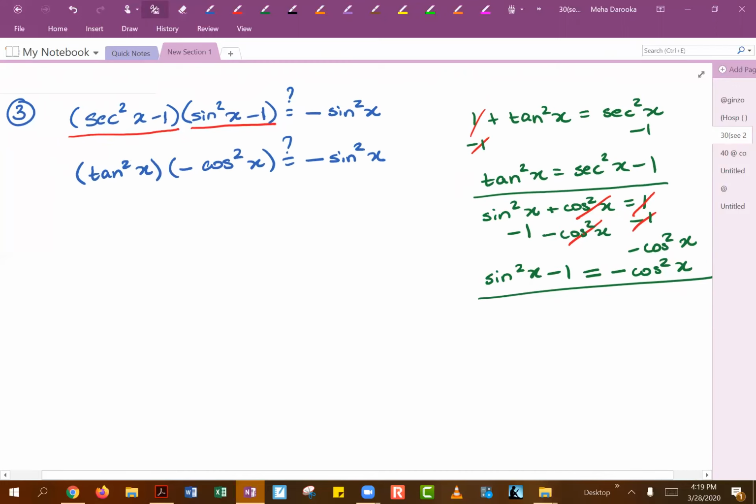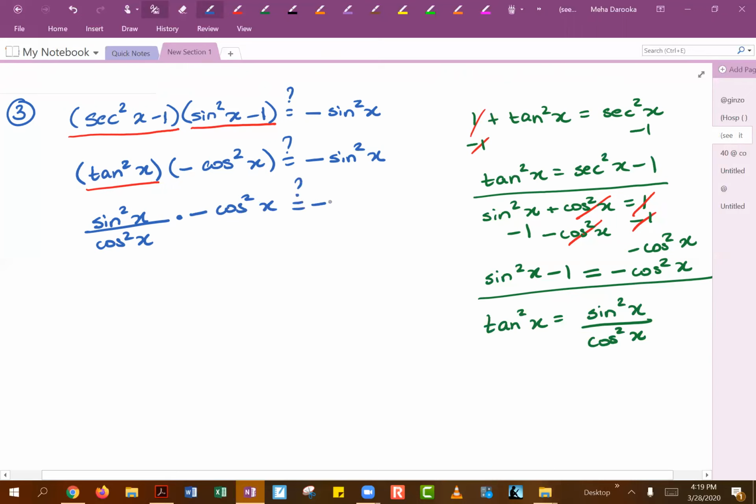So we don't know if it will, right? Okay. So now we're going to have to use the quotient identity to rewrite our tangent squared of x. So remember, tangent squared of x can be written as sine squared x over cosine squared of x. So now we're going to rewrite this guy as sine squared of x over cosine squared of x, and I'm multiplying this with negative cosine squared of x, and we need to show if it will equal negative sine squared of x, right?